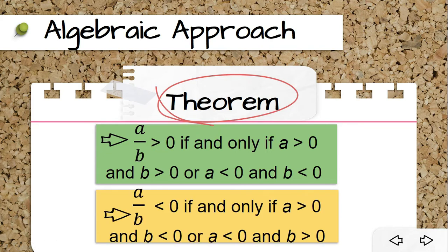Okay, now we go to the second theorem. When a over b is less than 0, it means you want to get a negative. If and only if a is more than 0 and b less than 0, or vice versa. So one of them is a positive value, therefore b is a negative. So for the rational inequalities, we can get less than 0 or a negative value.